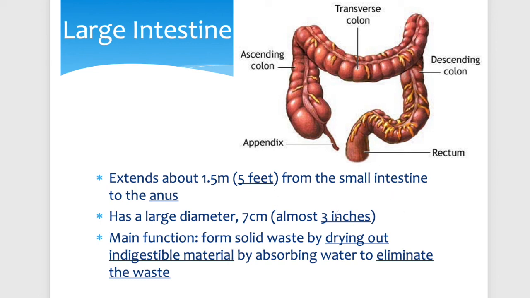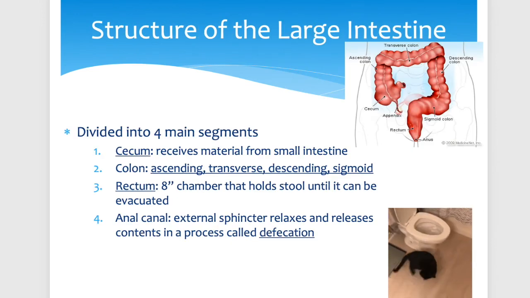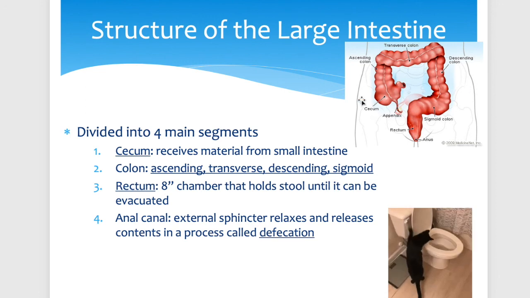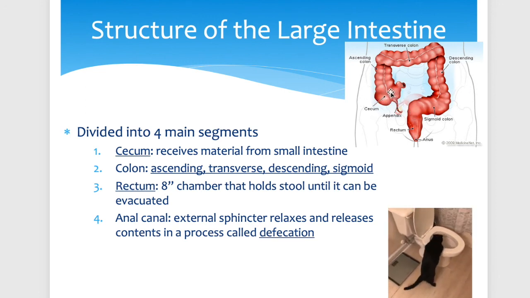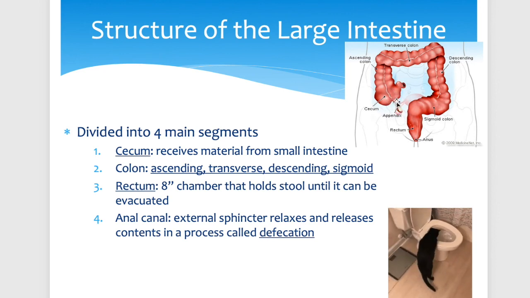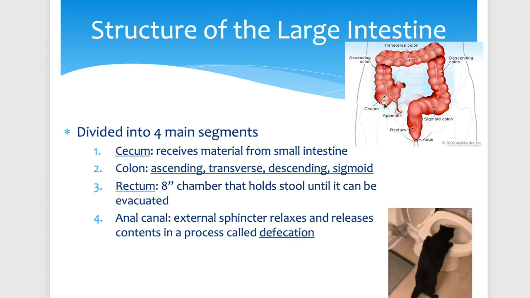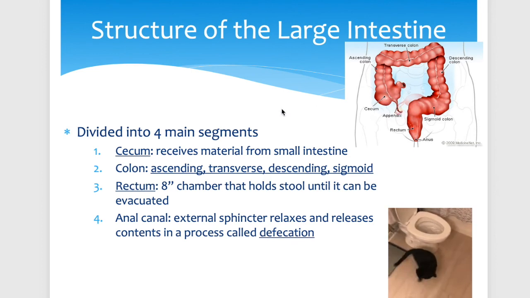I did skip over this, but I mentioned it a little bit before. The diameter of the large intestine is what gives it its name. It has a 3-inch diameter compared to the small intestine, which has about a 1-inch diameter. There are 4 main segments to the large intestine. First, you have the cecum, which is right here. The appendix, so sometimes you hear people have issues with their appendix, would hang down from the cecum, the first part of the large intestine.